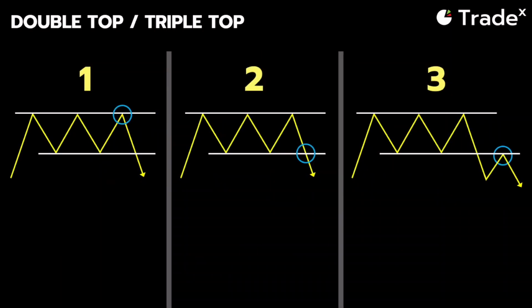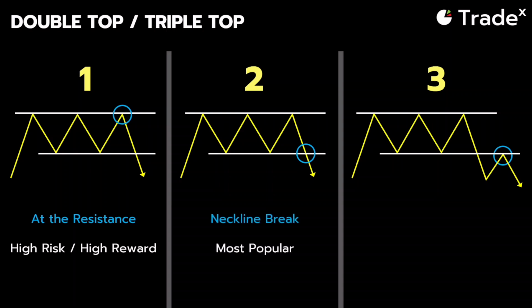The first is to enter at the resistance level, which offers high reward but comes with higher risk, as the price might not fall as expected and could potentially break through the resistance and continue rising. The second entry point is more conservative, waiting for the price to make a new low, which indicates that the trend has shifted and provides a clearer signal for entering the trade.